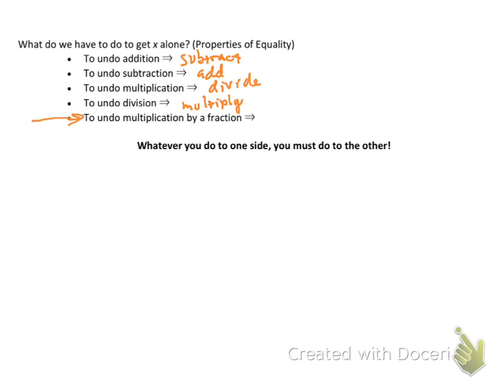To undo multiplication by a fraction, if your variable is being multiplied by a fraction, you need to divide. But how do you divide fractions? You multiply by the reciprocal.